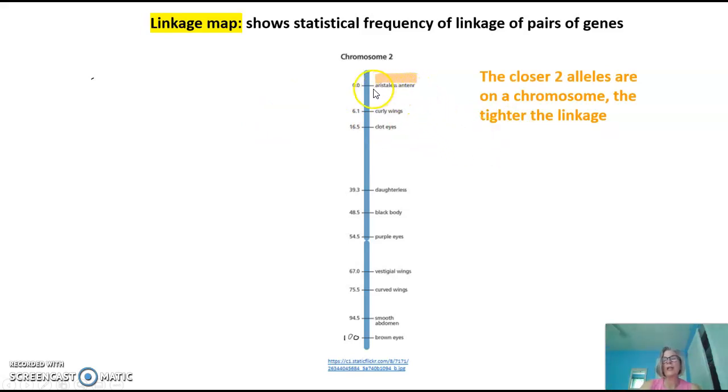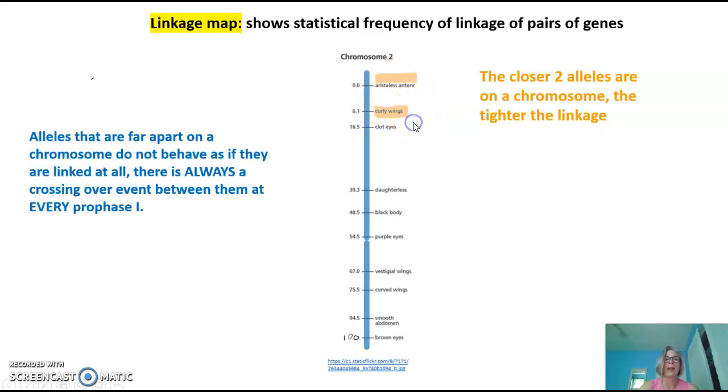So let's look at this gene. This happens to be a gene for a fruit fly, and so one of the genes is called Aristillus antenna, and I don't know what that is. But if we look at the gene for curly wings, the Aristillus antenna and curly wings are only unlinked 6.1% of the time. That means 94% of the time, these two genes are linked. They tend to sort together.